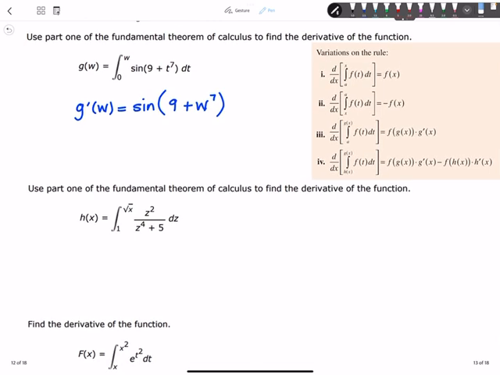In the second case, next problem, we would like to find the derivative of h of x. And here h of x is given as the integral from 1 to the square root of x of the function z squared divided by z to the power 4 plus 5 dz. Now, before I jump in, let me quickly just give a reminder.